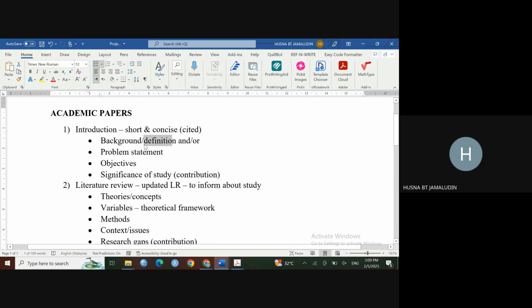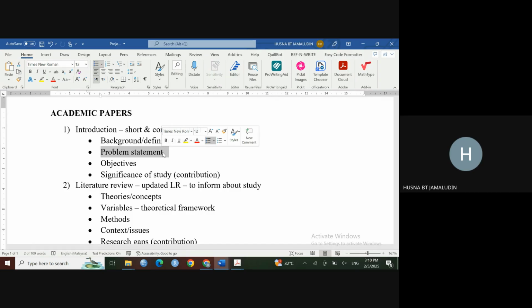So background and definitions is optional. It can be applicable to you or it may not be applicable to you. That's why I put here "and/or". So this is something optional. The problem statement, the second part, is compulsory. If you want to come up with a paper, you have to have a problem to begin with. There should be some motivation that leads you to conduct a study.